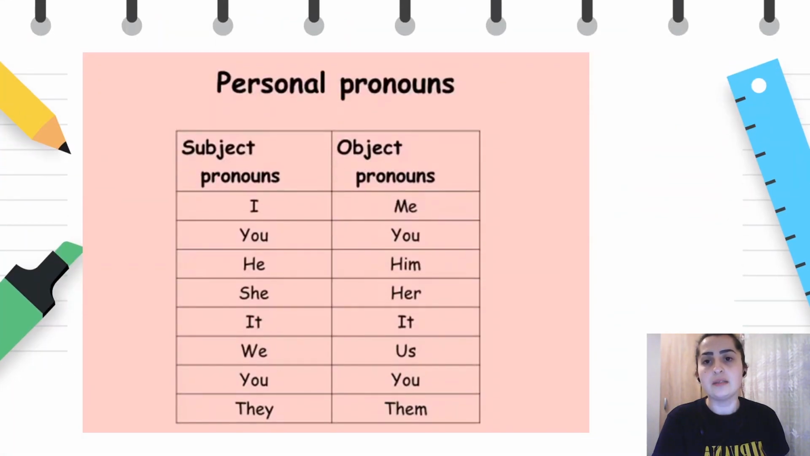Now, as you can see, here we have lists of subject and object pronouns, which are personal pronouns. Write this down in your notebooks as well.